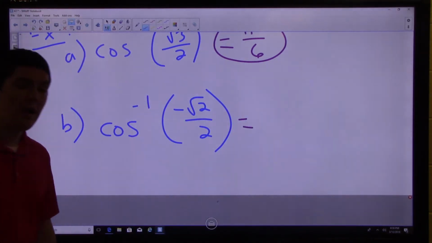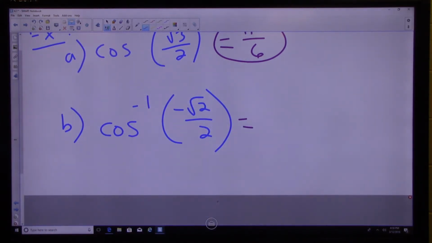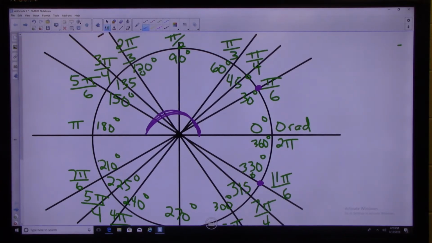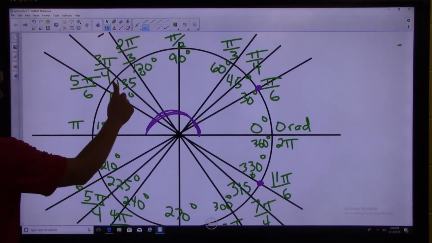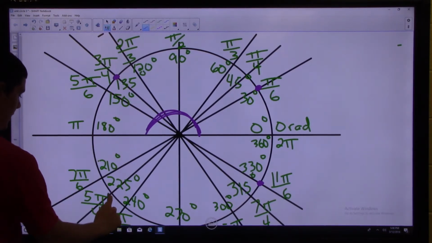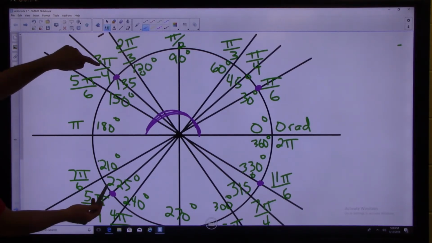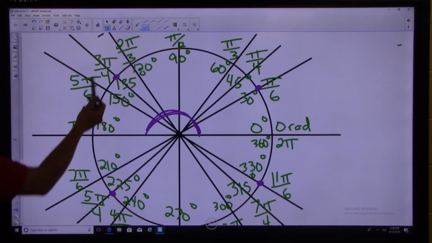So again, what did our angle have to be in order to get a cosine ratio of negative square root of 2 over 2? If you look at your unit circle, in order for cosine, which means x values, to be negative square root of 2 over 2, well, we've got two answers here: 3 pi over 4 and 5 pi over 4. Both of those x values are going to be negative square root of 2 over 2 because those are the middle values that we had to choose from. So if we look at those two, which one should we choose? Which one falls in the right interval? And the answer is 3 pi over 4.